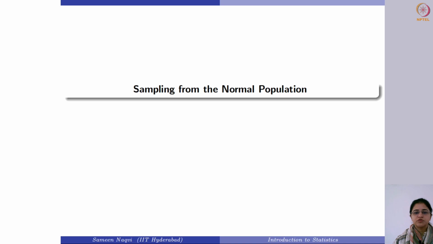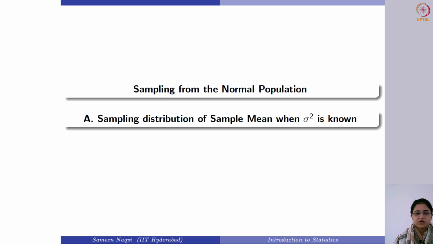So now we are going to focus on the sampling distribution of the sample mean in different situations when we are drawing the sample from the normal population. In this case, the first scenario is when the population variance is known to us. See, normal distribution has two parameters. One is the mean and the other one is the variance, mu and sigma square.